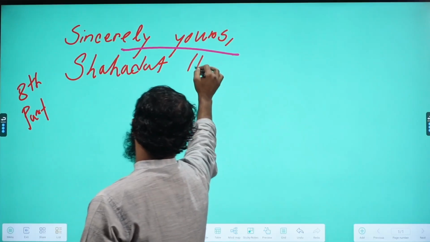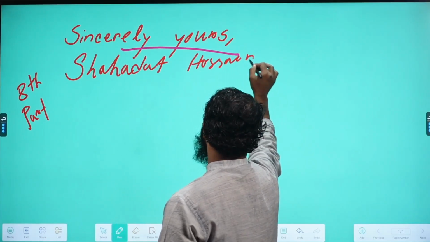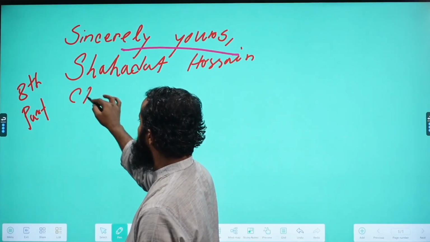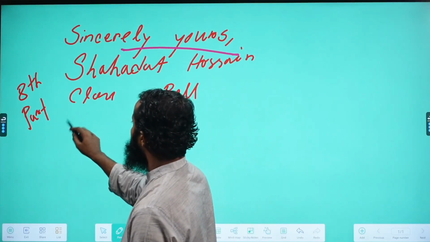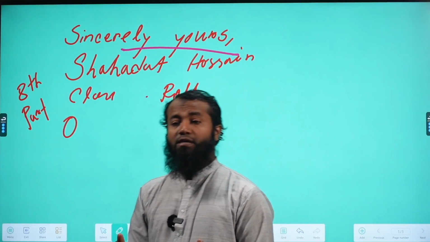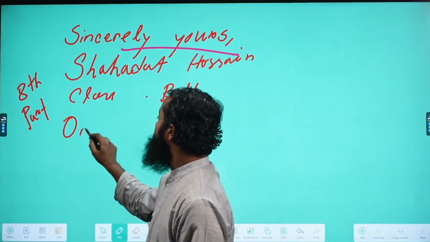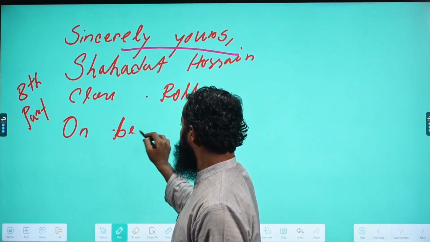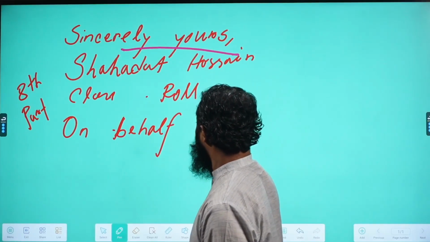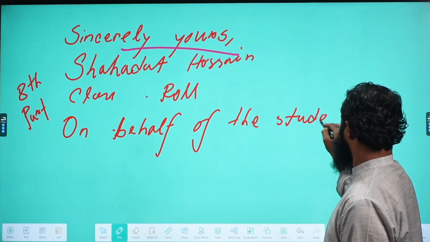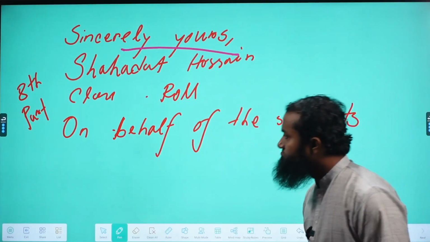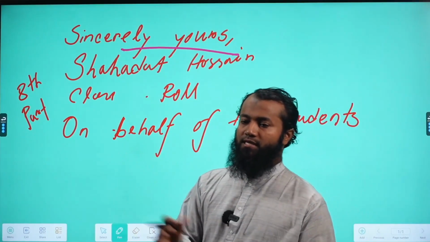Just write Shahadat Hossain. Write then your class, roll, and then, if you write this application on behalf of the students, you can write on behalf of the students. That's it. It's all about our formal letter.